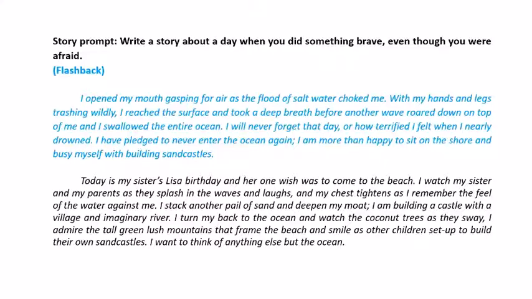I opened my mouth gasping for air as the flood of salt water choked me, with my hands and legs thrashing wildly. I reached the surface and took a deep breath before another wave roared down on top of me and I swallowed the entire ocean. I will never forget that day or how terrified I felt when I nearly drowned. I have pledged to never enter the ocean again. I am more than happy to sit on the shore and busy myself with building sandcastles.